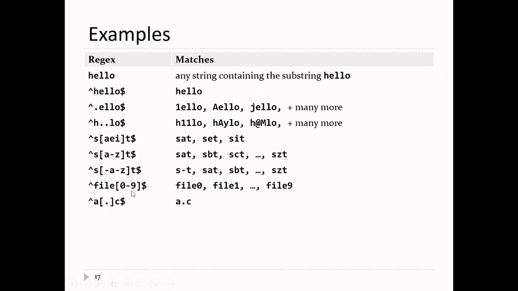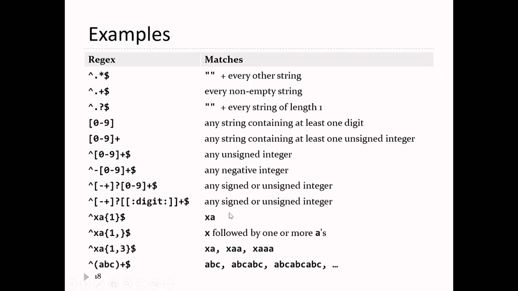You can use a range with numbers. So this will be file 0 through file 9. And then if you want to match the period, because the period is special inside a regular expression, you have to put it inside of square brackets. When you put the period inside of square brackets, it loses its "matches any character" meaning and becomes just a period. So starts with an A, followed by a period, followed by a C. So that's the string A dot C. All right, any questions so far?